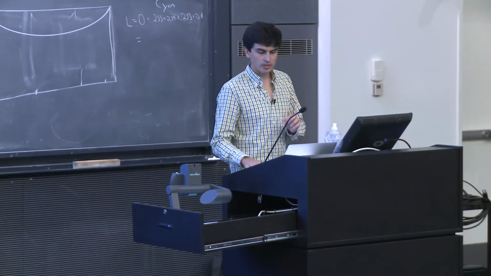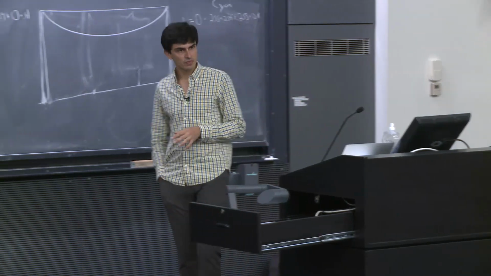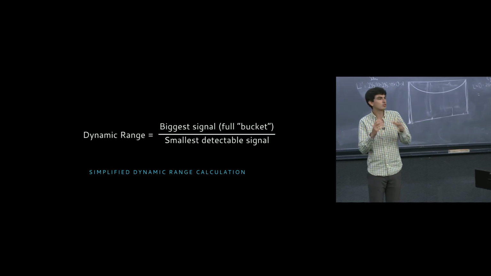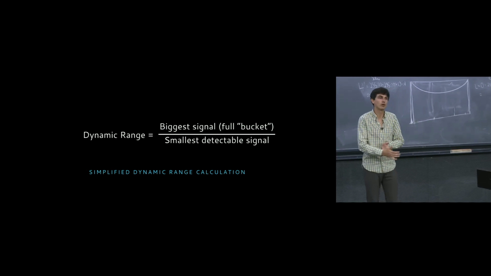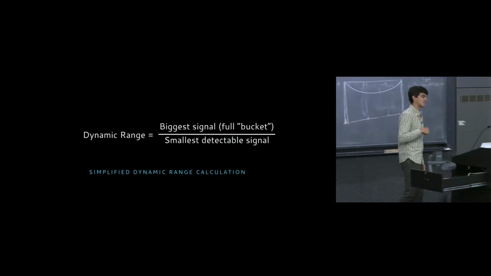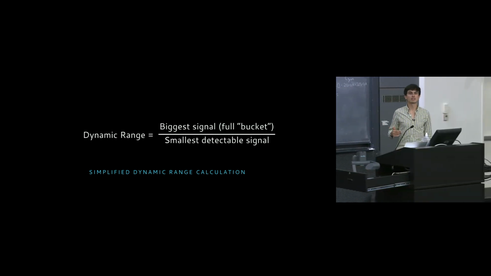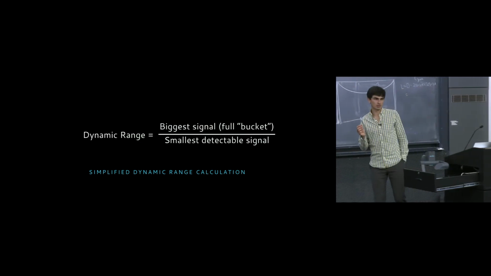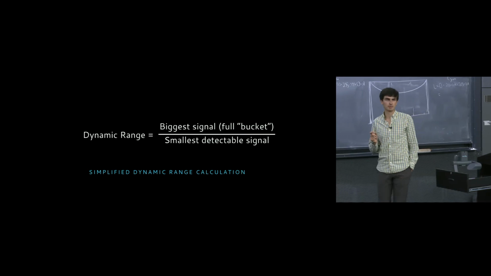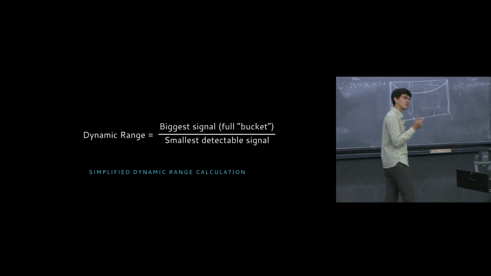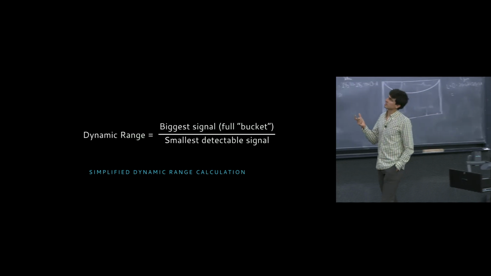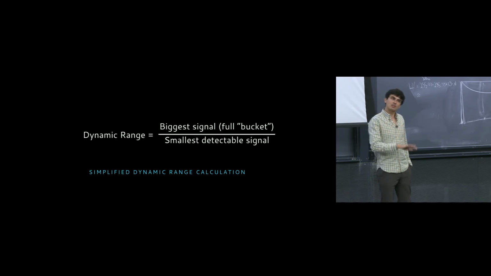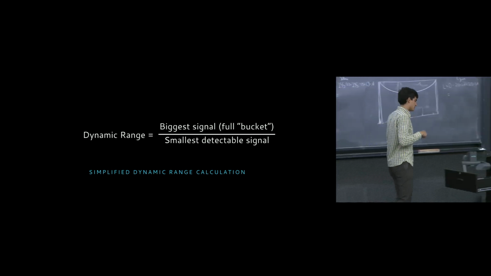So really then, the way that we define dynamic range is very simple. And again, this is not an equation that we're going to deal with, but it's just a way for you to think about dynamic range and what it actually is. It is the biggest signal that we can collect, the volume of our full bucket, divided by the smallest detectable signal. And that word is important, detectable. We might have a very small signal, but there are in fact a lot of things that go into defining what detection actually means.